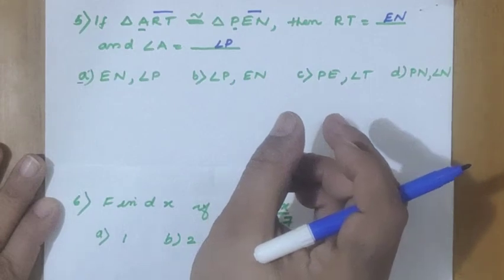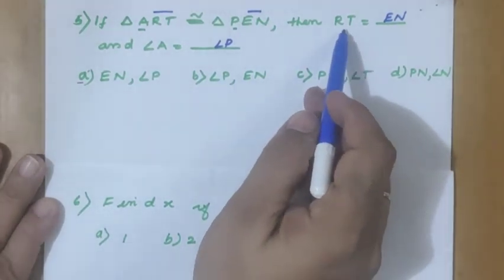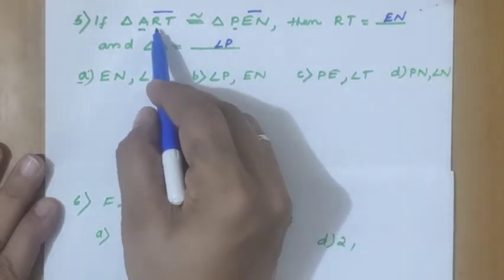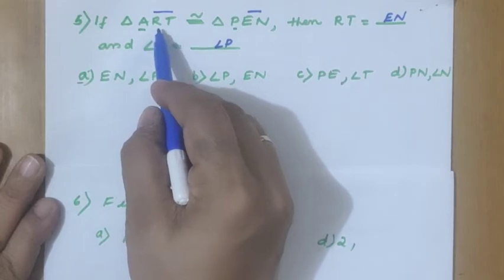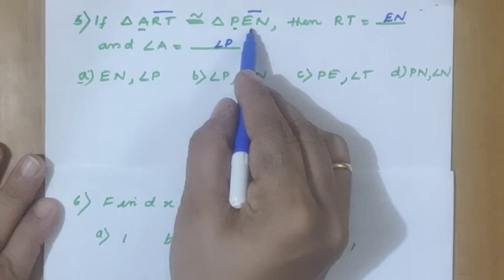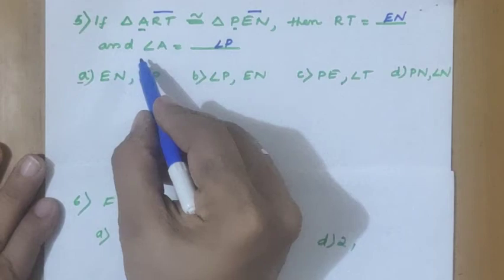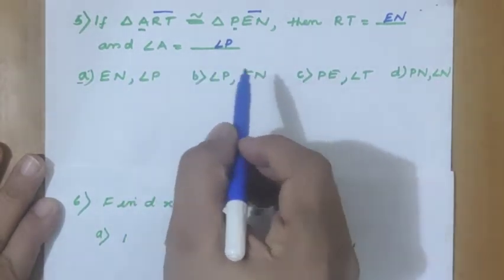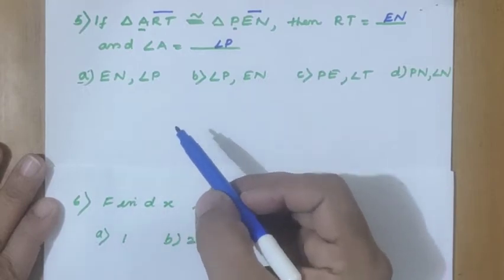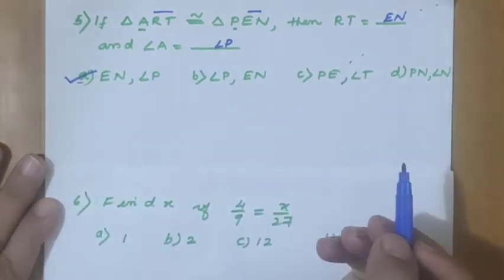Last time when the paper congruency was asked, side was asked, most of the students wrote one letter only. When we are talking about a side, it is a line segment only, so 2 letters are required. So for RT, what are the letters we used here? EN. So the corresponding side which is equal to RT is EN, and angle A is given, so correspondingly which letter for that one? It is P. So which is the correct answer? EN and angle P. So the first option A is the correct answer only.